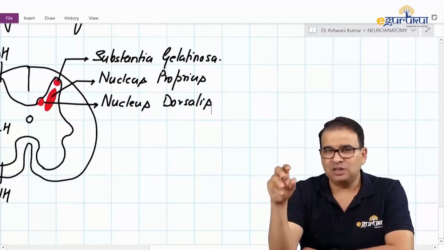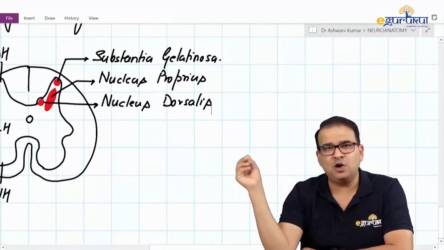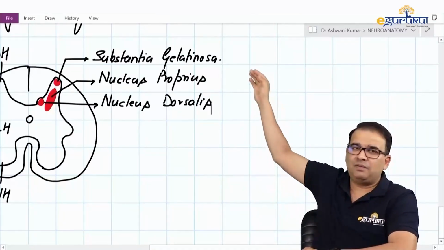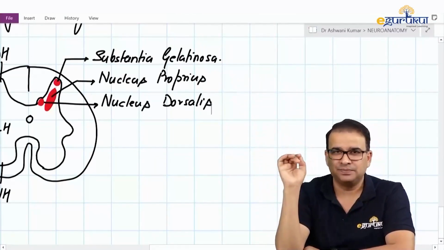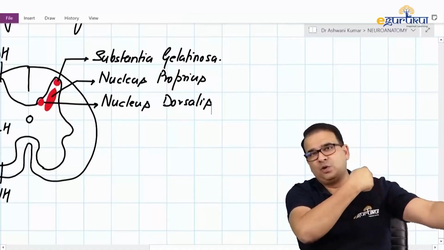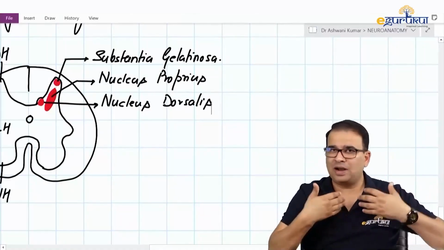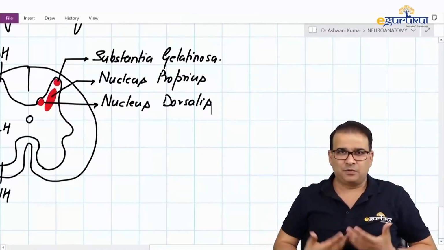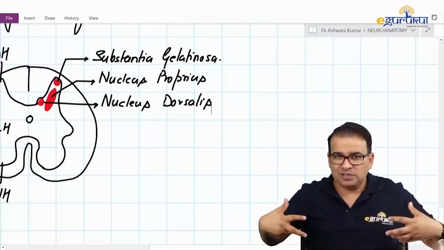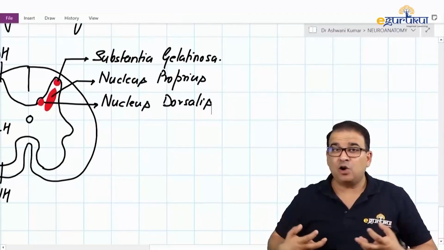Once they reach the dorsal horn, they relay that information in one of these nuclei. As one example, pain and temperature will come and relay into substantia gelatinosa. So the function of the nerve is to bring the pain and temperature, and it goes into substantia gelatinosa in the spinal cord at whichever level it is coming from. You have substantia gelatinosa present throughout.